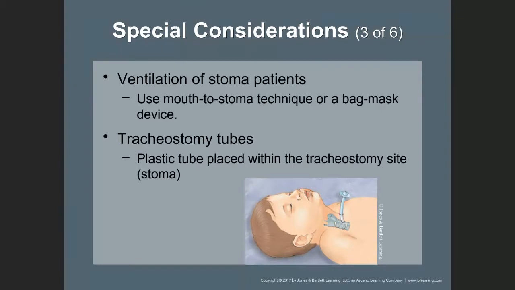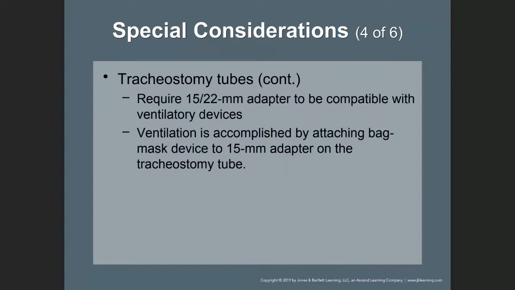Use mouth to stoma techniques or a bag mask device. Tracheostomy tubes are plastic tubes placed within the tracheostomy site or stoma. Tracheostomy tubes require a 15 to 22 millimeter adapter to be compatible with the ventilatory device. Ventilation is accomplished by attaching a bag mask device to the 15 millimeter adapter on the tracheostomy tube. All this is saying is you can attach a BVM to the tracheostomy tube if it has a 15 millimeter adapter.